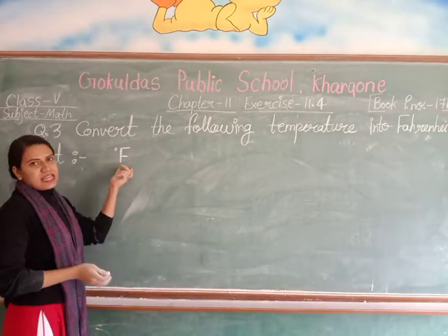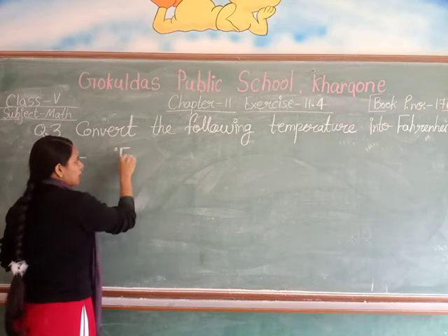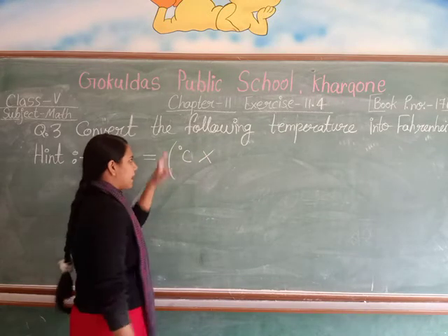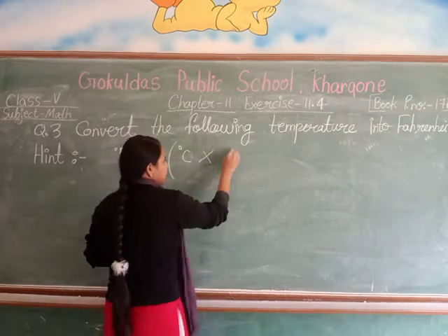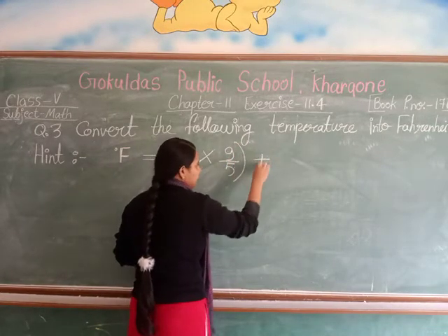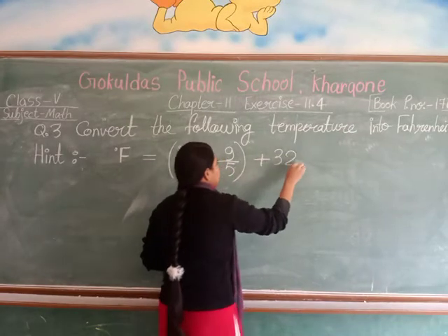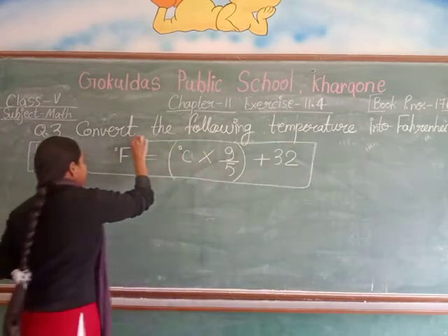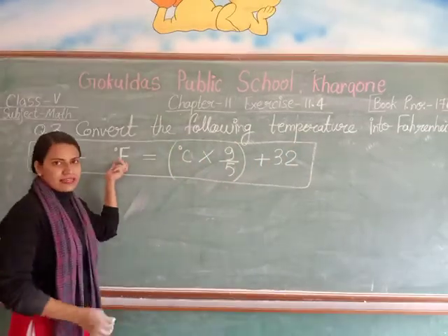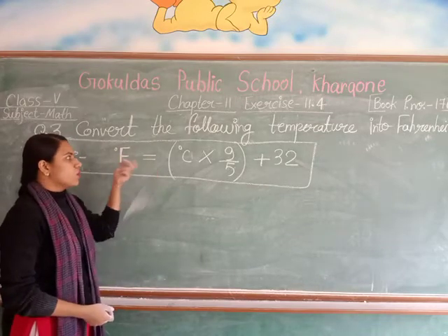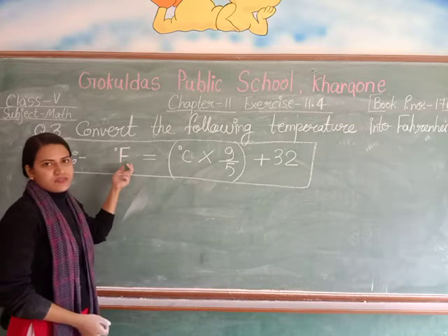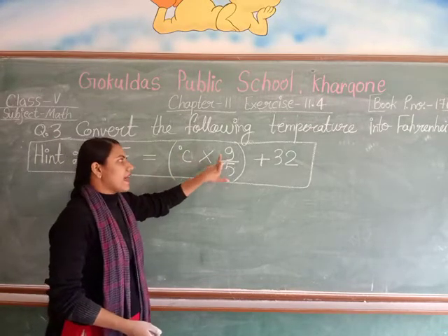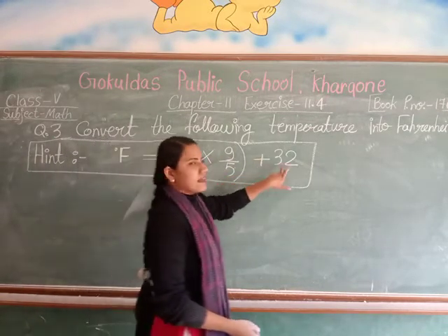F, if you want to find the Fahrenheit scale, then what do you have to do? Write degree F equals degree C multiply by bracket open degree C multiply by 9/5 bracket close plus 32. It is the formula which we will use to convert into Fahrenheit. If you want to convert Celsius, that is centigrade, into Fahrenheit scale, then you will use this formula which is Fahrenheit is equal to bracket open degree C multiply 9/5 bracket close plus 32.